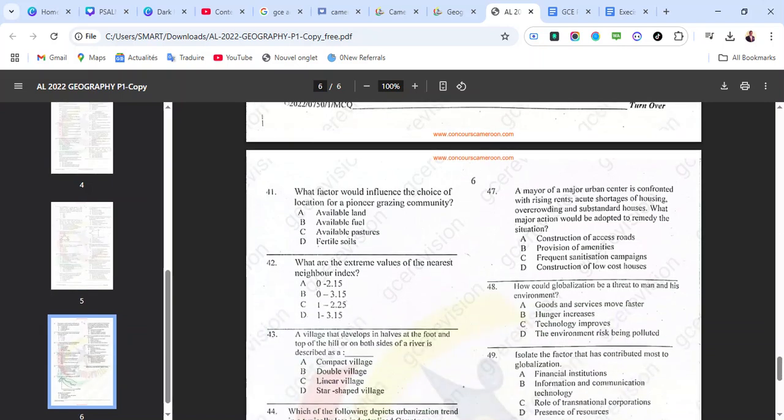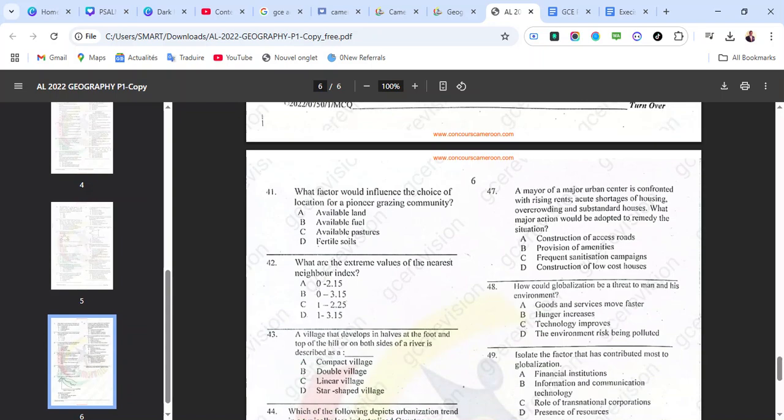What factor will influence the choice of location for a pioneer grazing commodity? Correct answer for 41 is C. Available pastures. 42. What are the extreme values of the nearest neighbor index? Correct answer for 42 is A. Right? A is the correct answer.